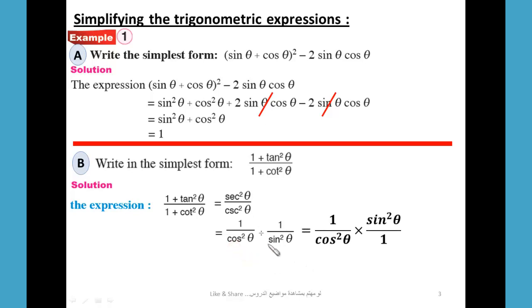And we change the division to multiplication, multiplying by the multiplicative inverse of 1 over sine square theta. It will be sine square theta over 1. So we have 1 multiply sine square, it is sine square. Cosine square multiply 1 equals cosine square. Sine over cosine equals tan. So sine square over cosine square equals tan square theta. So the simplest form of this expression is tan square theta.